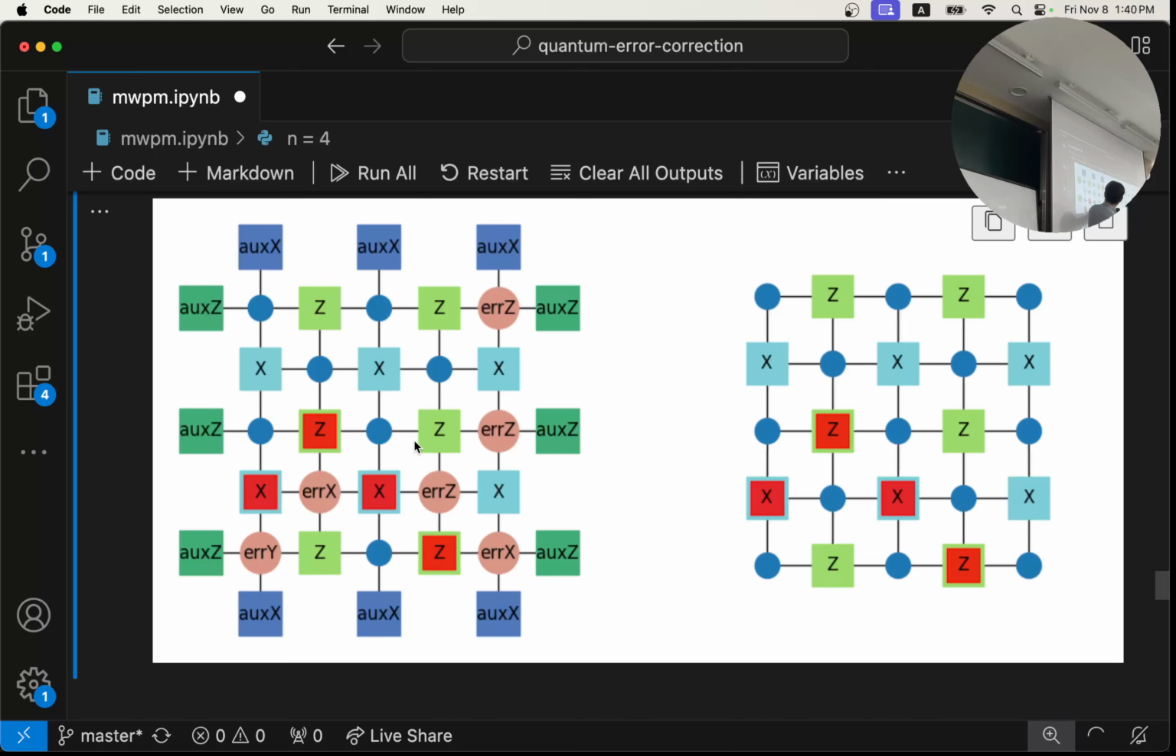And look at this one. That error is detected by the X stabilizer right here, but there is also a Z stabilizer here, which changes the read off of the X stabilizer. So there's a double switch in here, so it turns off this read off. So it doesn't change the read off at this one.